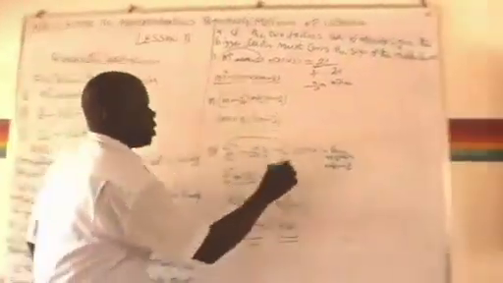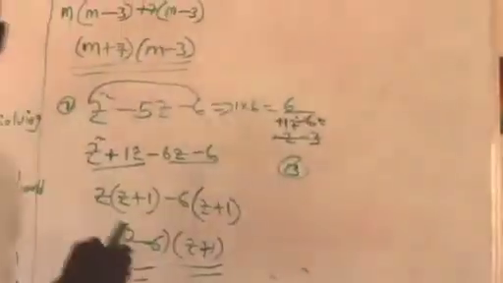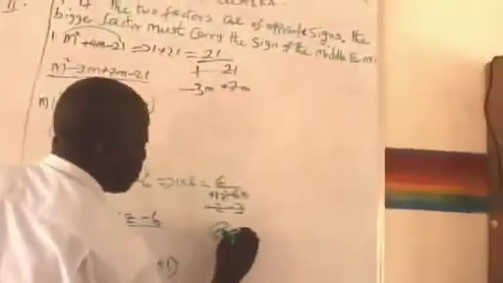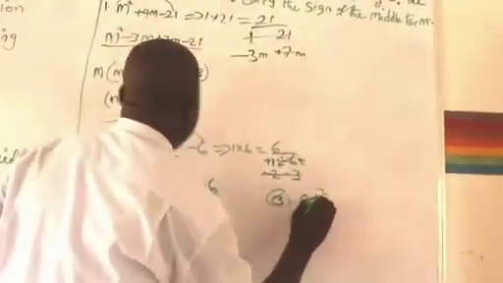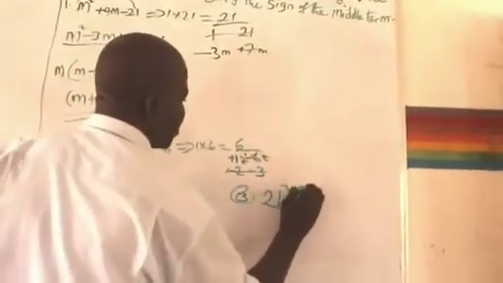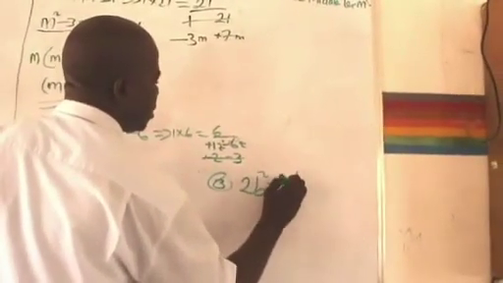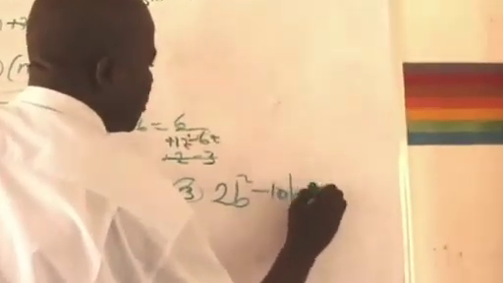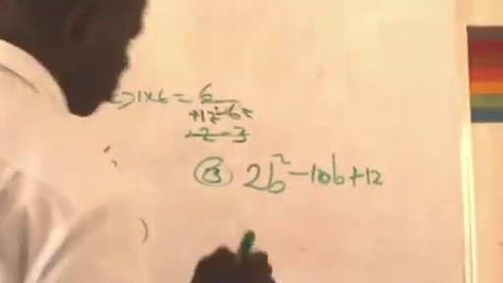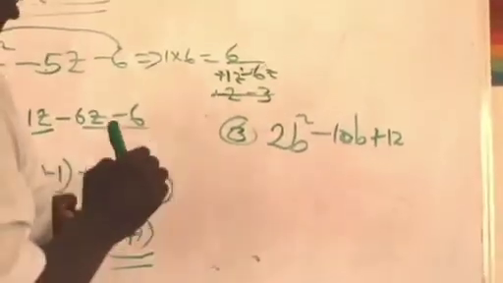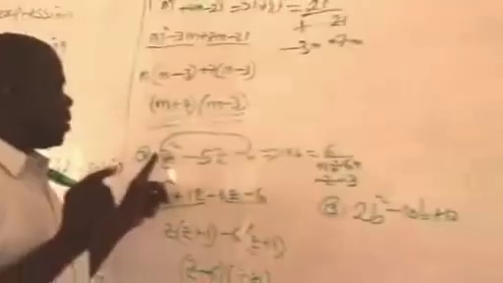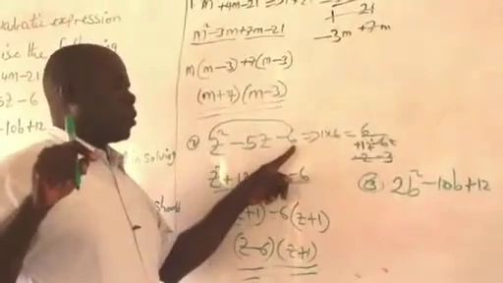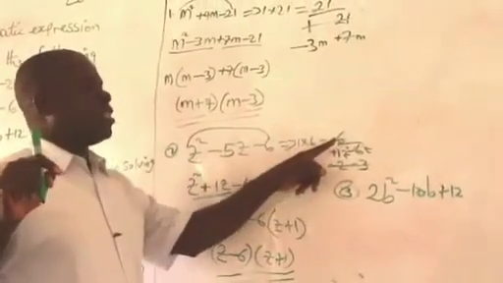Number 3. Let's do it here. Our number 3 is 2b squared minus 10b plus 12. I used to draw this line in order to remind students that if you have 1 here, you multiply by what? By minus 6, and it remains the same number.